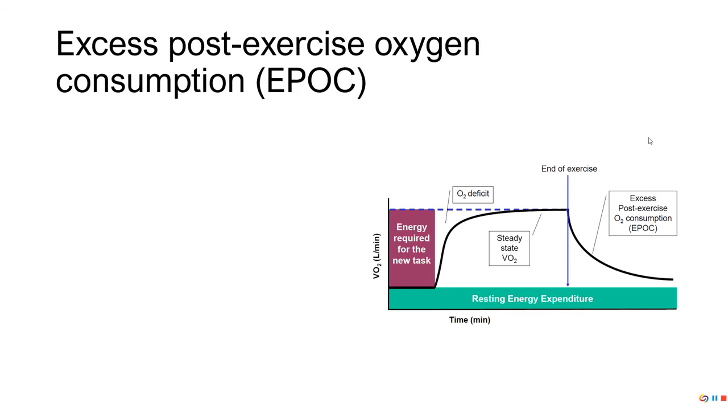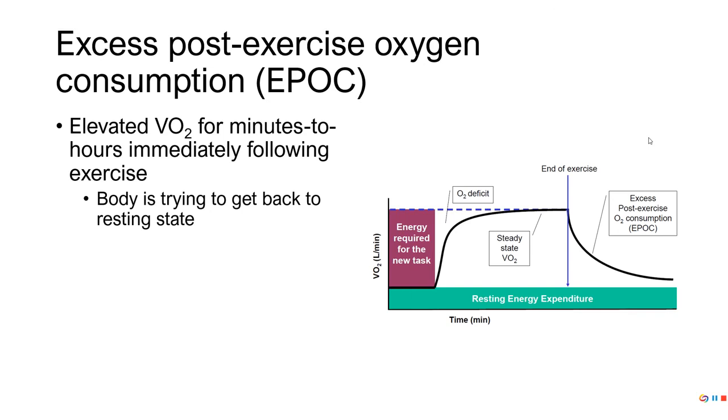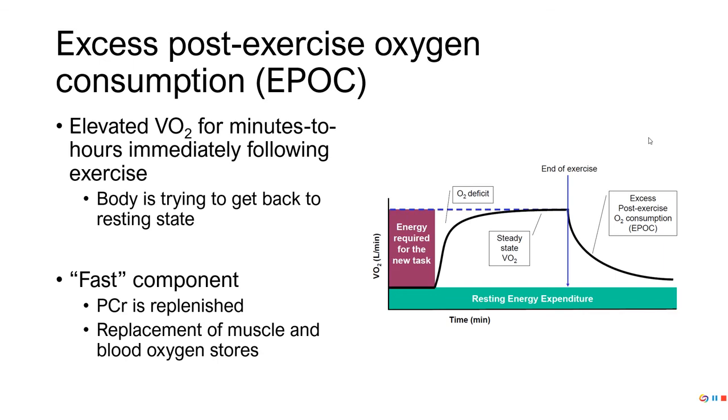Now, at the end of exercise, we have this EPOC. If you look, not only are you breathing more, but you're still taking up more oxygen than what you actually need, and this is in an effort to get your body back to normal. There's a couple of components to it. This fast component is when we're replenishing our phosphocreatine stores. At the same time, our blood and our muscle have the ability to store oxygen, so we're replacing those as well, even though in that moment we don't require more oxygen.